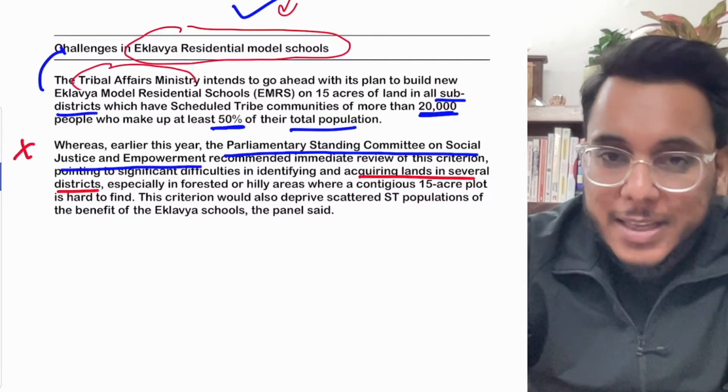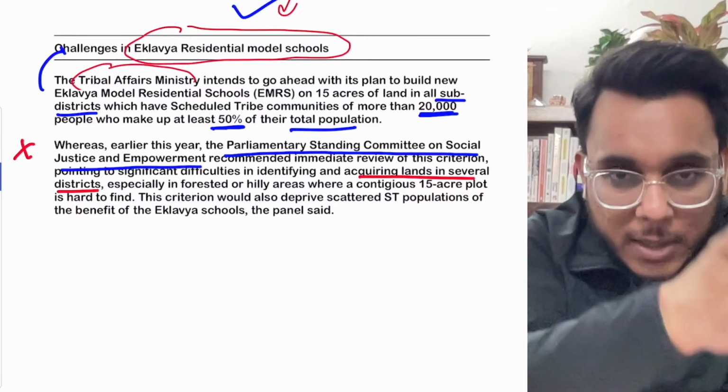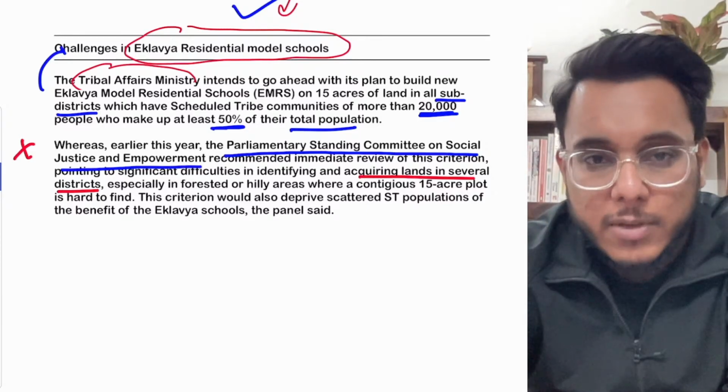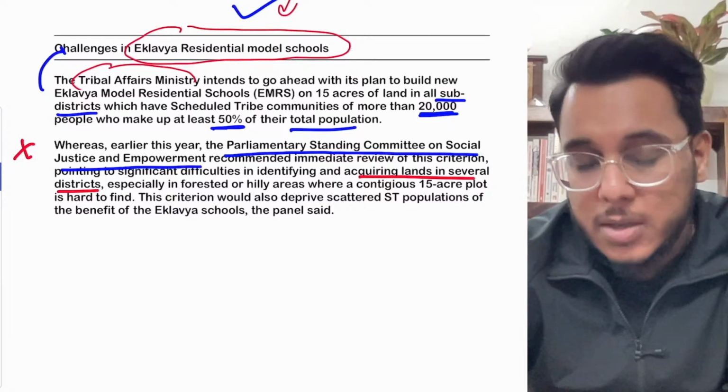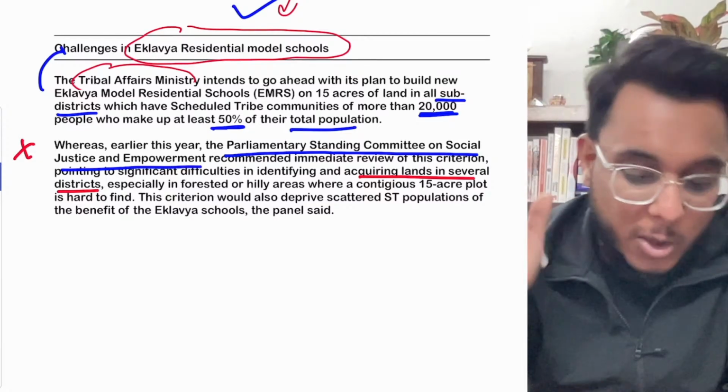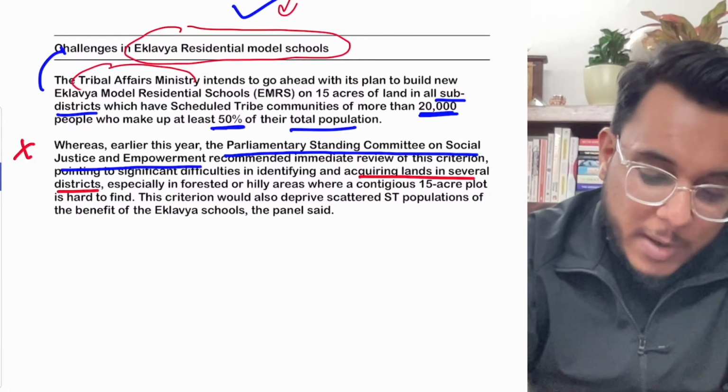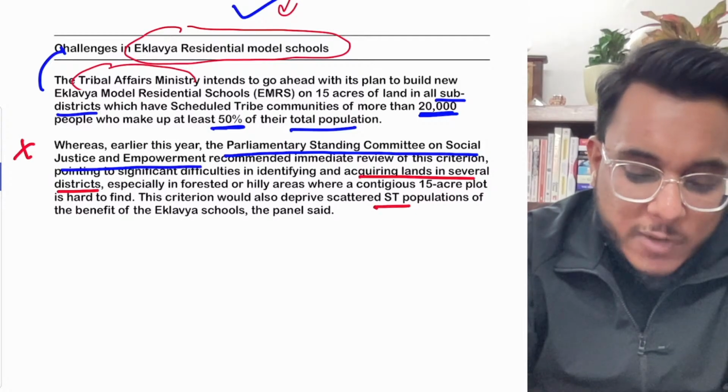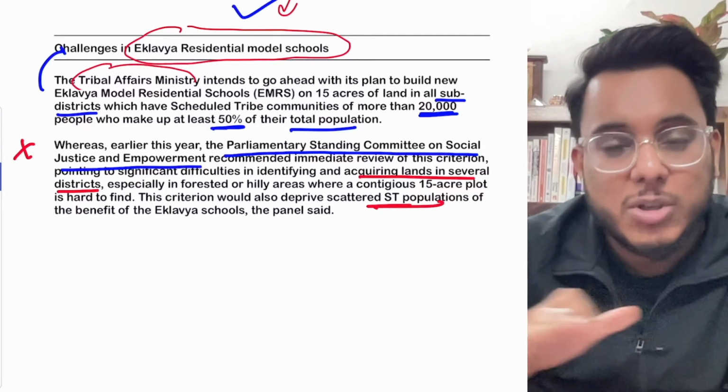So in identifying the land, they will either come into conflict with FRA, or with the Forest Act, or with other environmental laws, etc. Therefore it has been provided. Moreover, the population of STs is many times living in scattered regions.